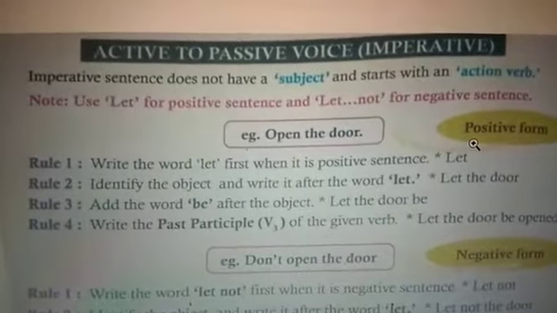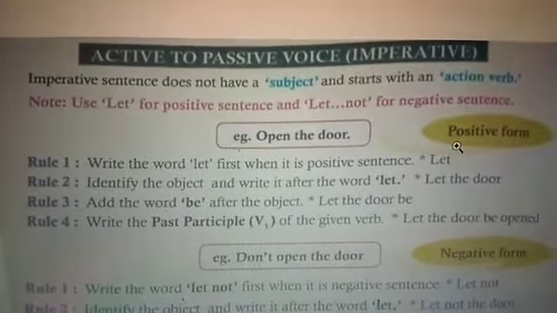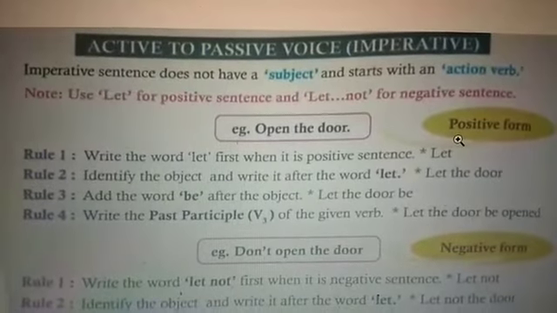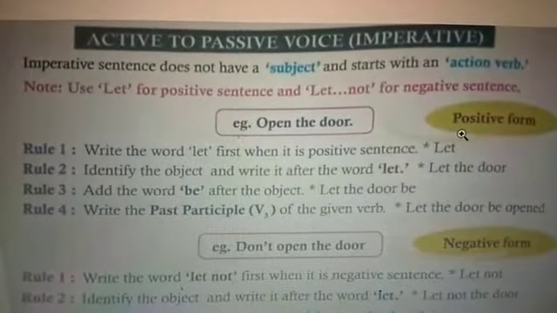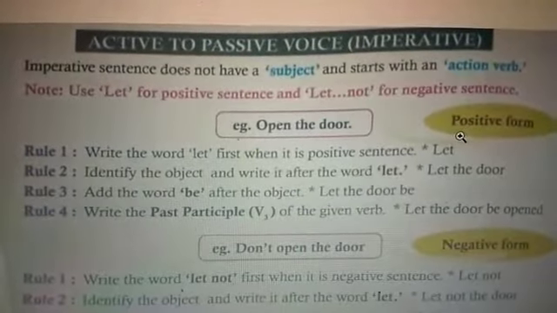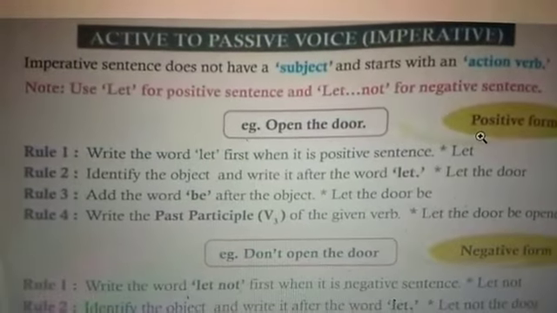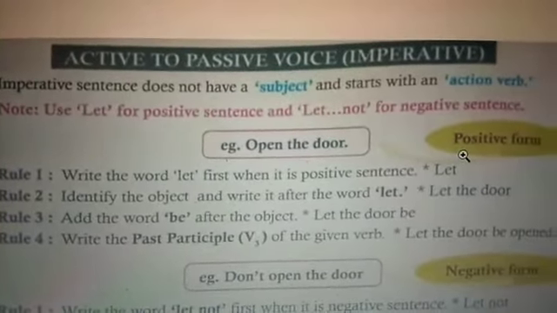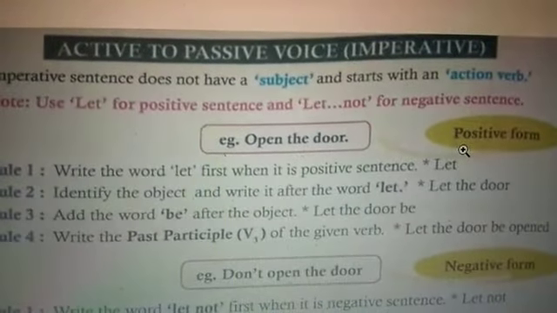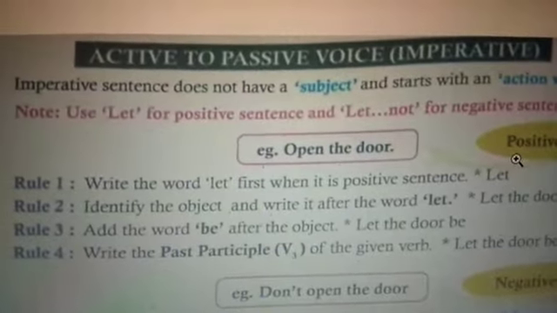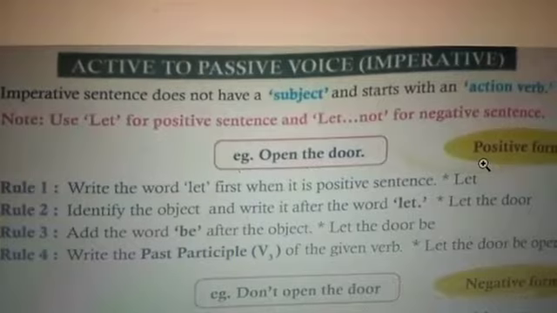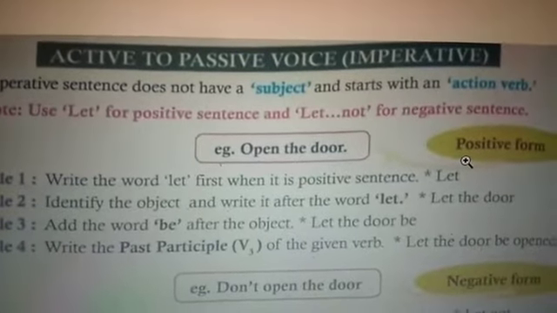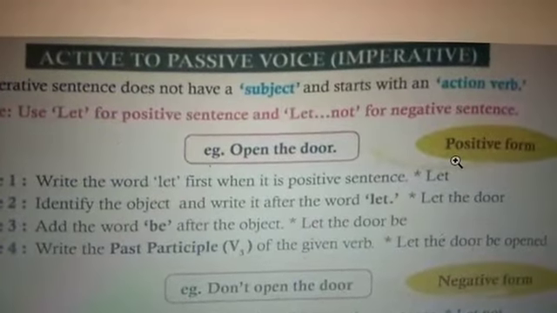Already we have seen the change of active to passive in statement, and we have seen active to passive in continuous tense also. Now we shall see in imperative. Imperative sentence does not have a subject. Directly it starts with an action verb. You have to note down this point. Use let for positive sentence and let dash not for negative sentence.